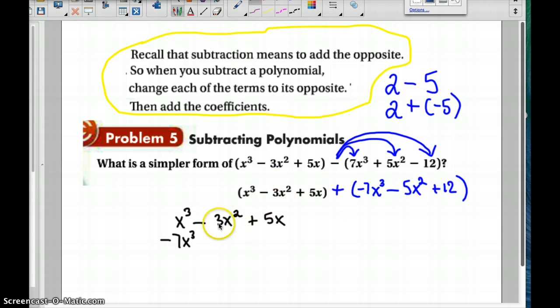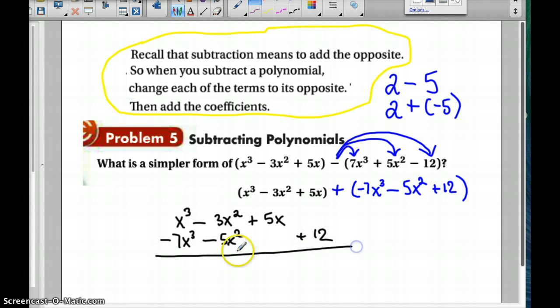Hopefully, you have written down your first polynomial and you've started to line up your like terms, and I'll keep going with that. Underneath the 3x squared, I'm going to put a minus 5x squared, and underneath the 5x, there is no like term in the second expression, so I'm going to leave that space empty, and on the end of this expression I'm going to put plus 12. Okay, so we have nothing above the plus 12 and nothing underneath the 5x. Why? Because they are not like terms.